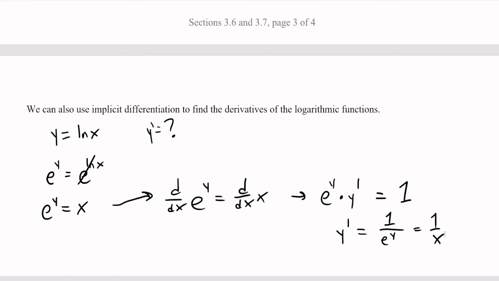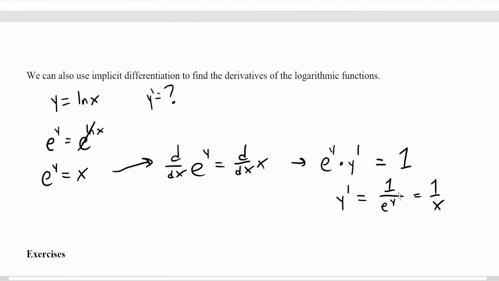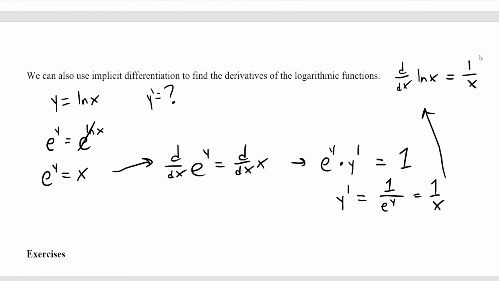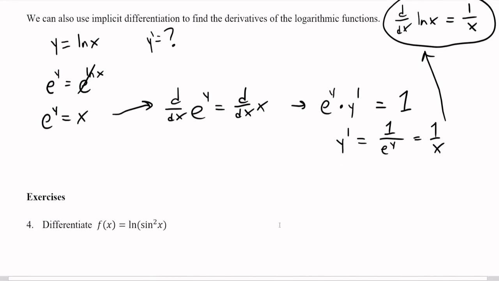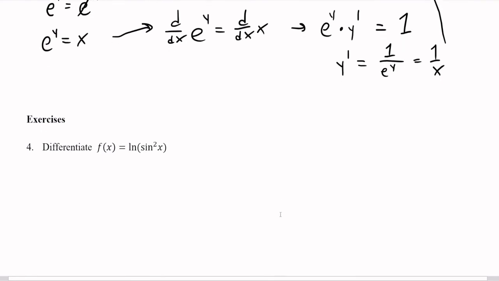So hopefully that's not too bad to do. There you go. We now have a new rule. Y prime, so what's our new rule? The derivative of ln x is 1 over x. Woohoo! So, hopefully that's not the worst thing in the world, like, okay, cool. And we just have to now keep that in our head. So, let's try an example.